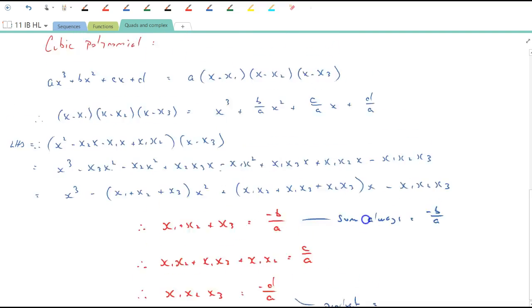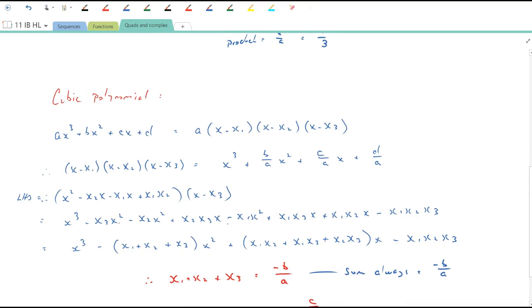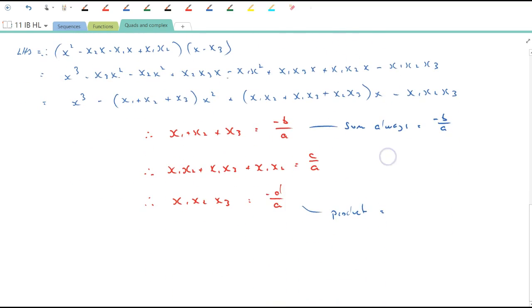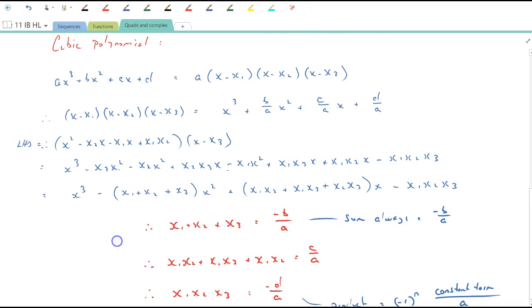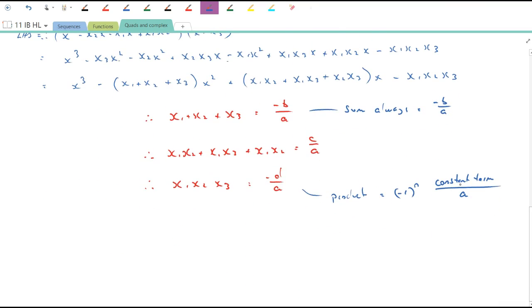So we can say therefore that if it's an odd polynomial, it will be minus. So we can say minus 1 to the n. Does that say that if n's odd, this will be negative? Minus 1 to the n, times the constant term over a, if that makes sense. So if n's even, it'll be positive. If n's odd, it'll be negative. The constant term in the polynomial, so the last term in the cubic, d, over a.